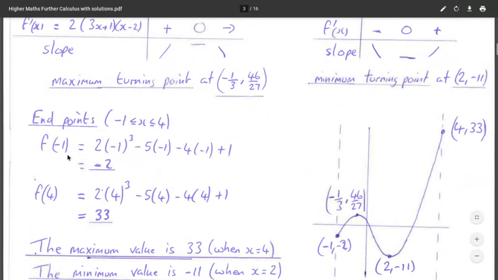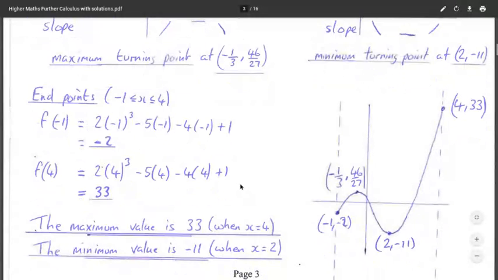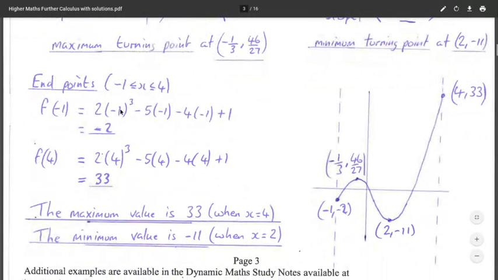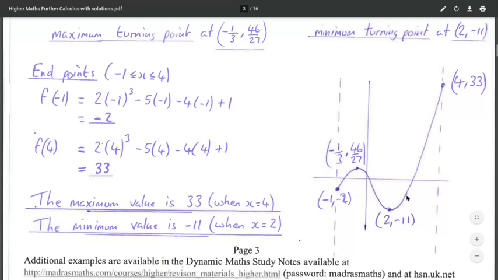Right, so as we said at the start, we also need to look at each end. So we need to consider when x is -1 and when x is 4. So that gives these values. So substitute in and evaluate. Make a sketch and just see when the curve is at its highest and lowest point. The maximum value is not the same as the maximum turning point. The maximum value is 33 when x equals 4. The minimum value is -11 when x equals 2.